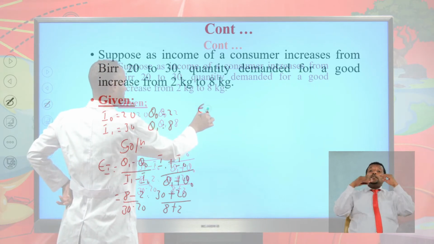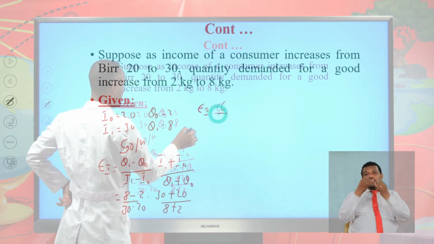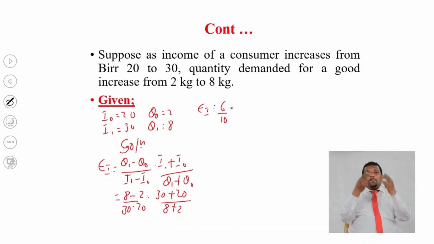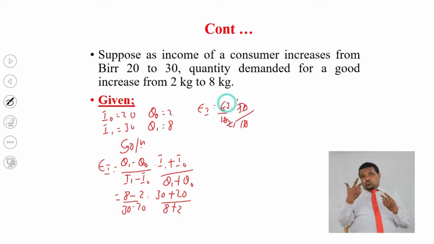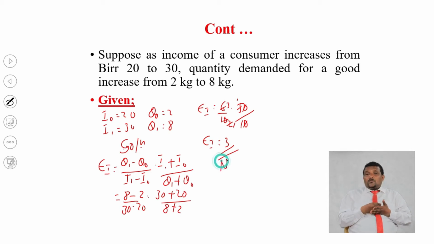the income elasticity of demand will be 8 minus 2 is 6 divided by 30 minus 20 is 10, multiplied by 30 plus 20 is 50 divided by 8 plus 2 is 10, and when we cancel 0 for 0, by 5 1, by 5 2, by 2 1, by 2 3, and then we are left with the income elasticity of demand, which is 3. So we can conclude that the good is normal, more specifically it is luxury.